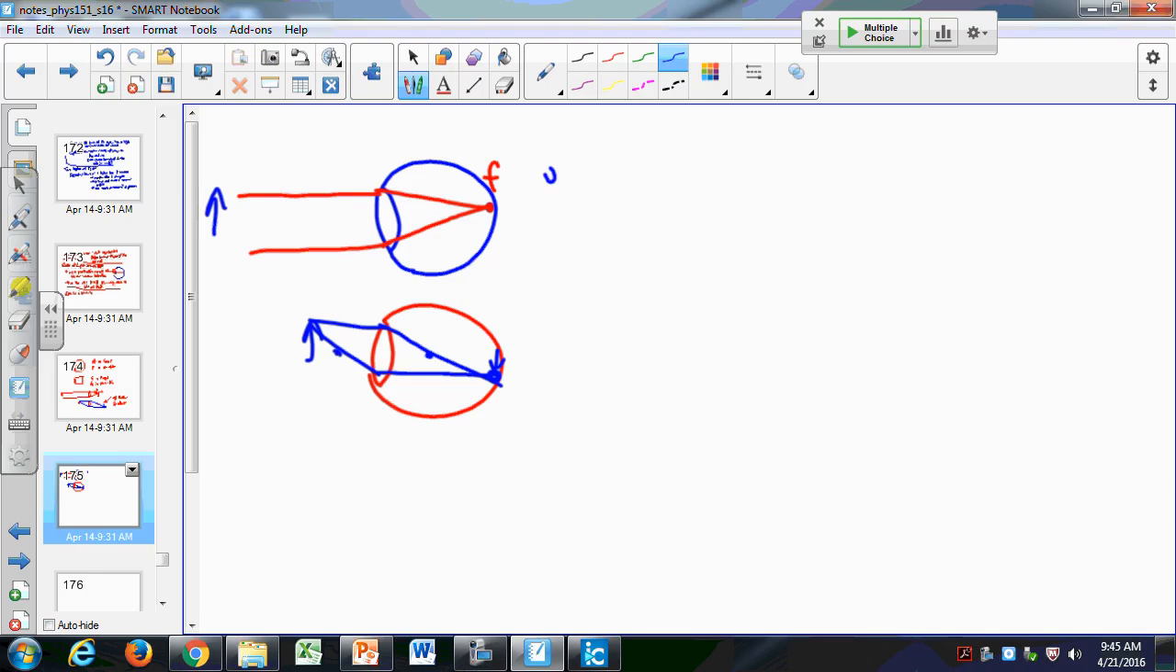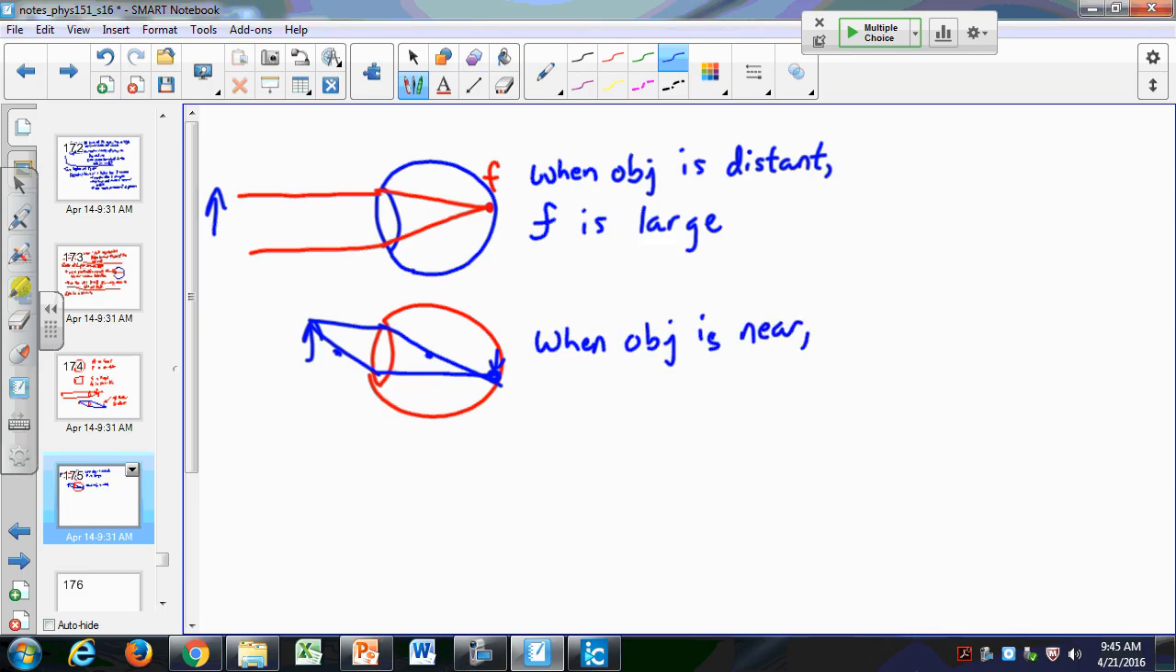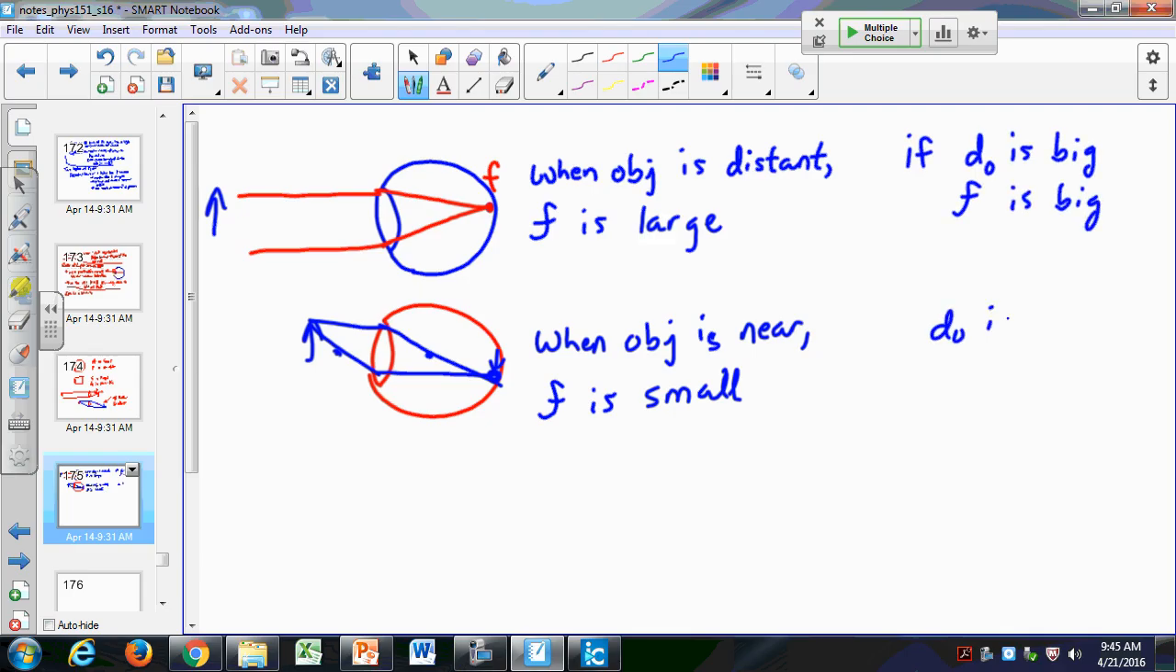So when the object is far away, is distant, the focal length is large. When the object is near, the focal length is small. Or if you want to think about it in terms of our variables, if DO is big, F is big. When DO is small, F is small. Right? Because this distance is always fixed. Our DI is always fixed.